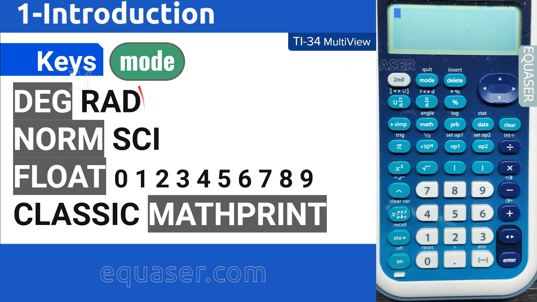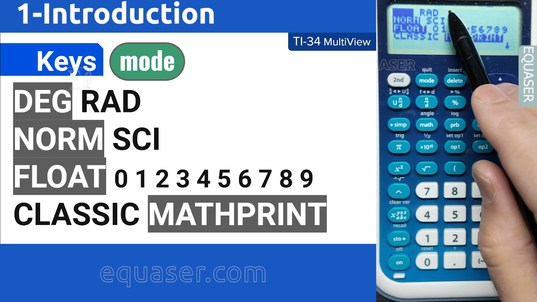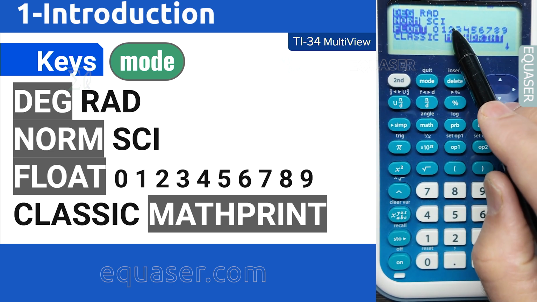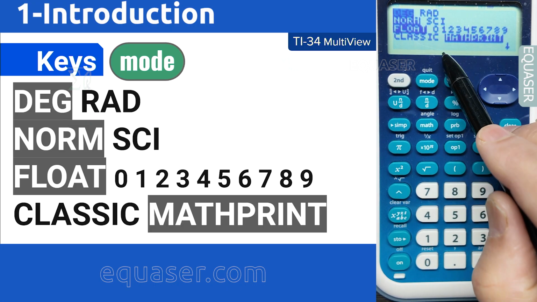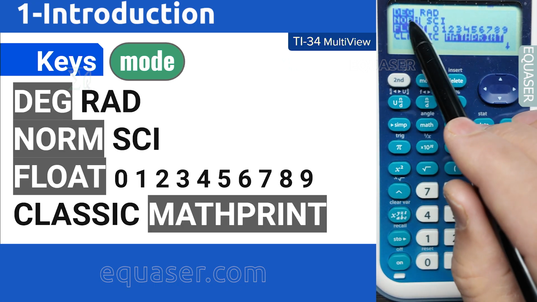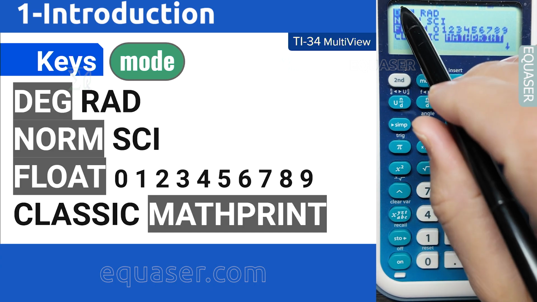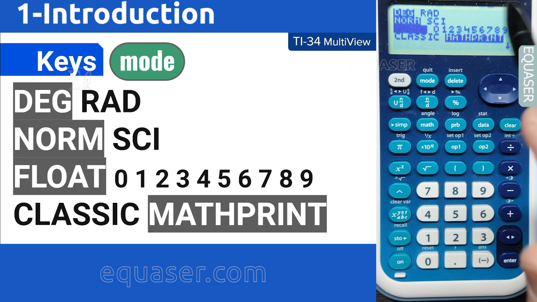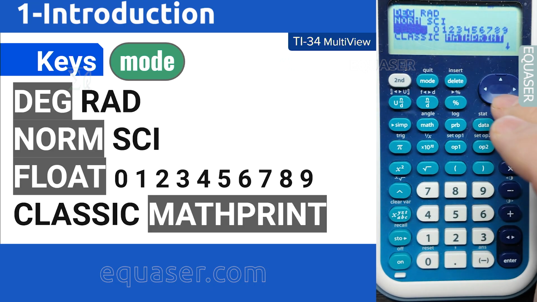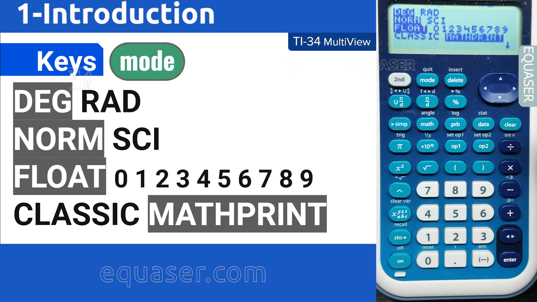And when we press this mode button, on the screen we have these options. The first line is for the unit, and this is for the normal, scientific, floating value, which I'm going to explain one by one. The selection shows on the left as a dark color, and it's now blinking. We are at this location. If I go down, now it's in normal, and in this line, float. In this line now, math print is selected, not classic.